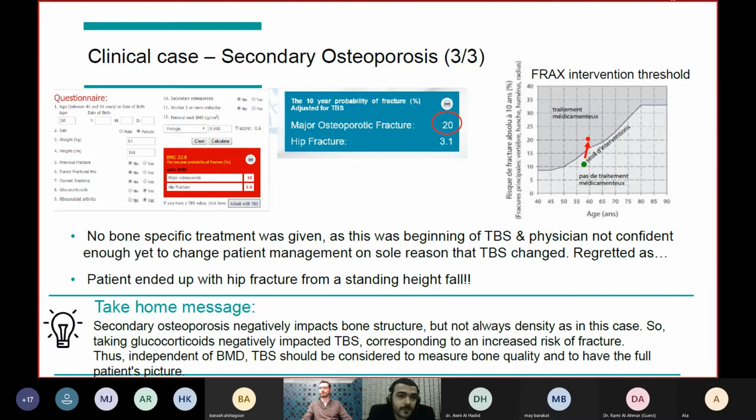So no bone-specific treatment was given, as this was the beginning of TBS. The physician was not confident enough yet to change patient management on the sole reason that TBS changed, which was regretted as the patient ended up with a hip fracture from a standing height fall.